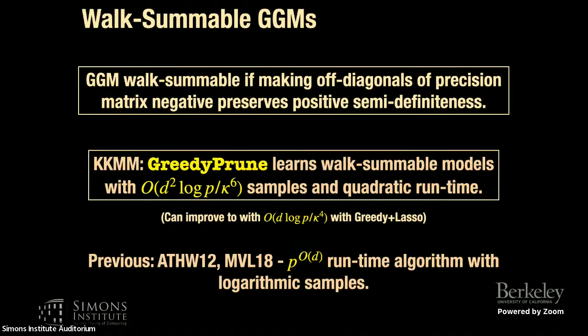And as a caveat, we can actually improve it further to get d log p over kappa to the 4, by a combination of the greedy algorithm that we're going to see and the L1 minimization algorithm.